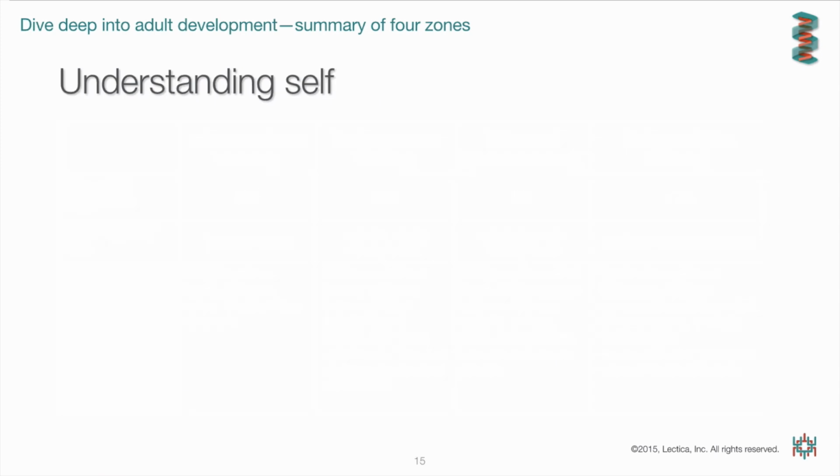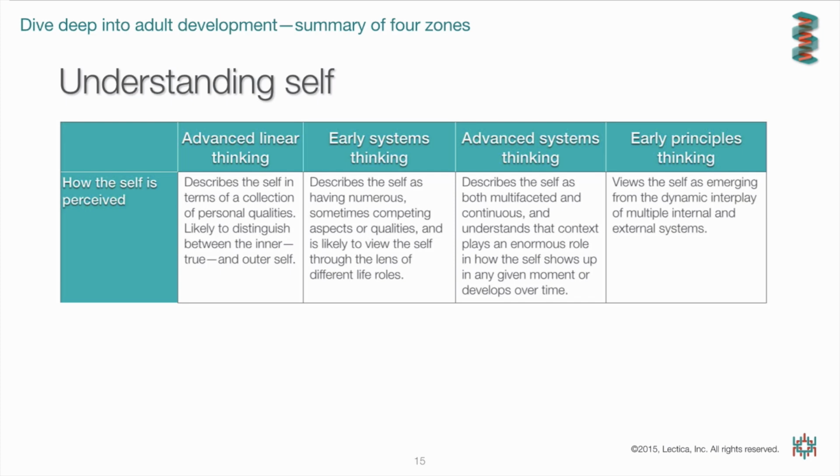Let's examine how this looks in terms of how the self is perceived. Advanced linear thinkers describe themselves in terms of a collection of personal qualities and are likely to distinguish between an inner true self and an outer self. Early systems thinkers describe themselves as having numerous, sometimes competing aspects or qualities, and are likely to view the self through the lens of different life roles, including mentor, leader, partner, parent, and so on.